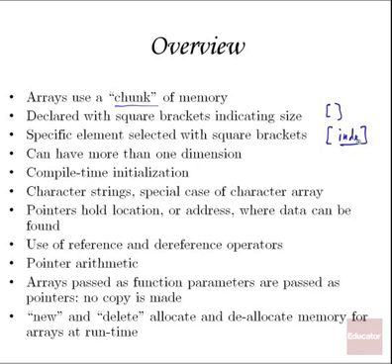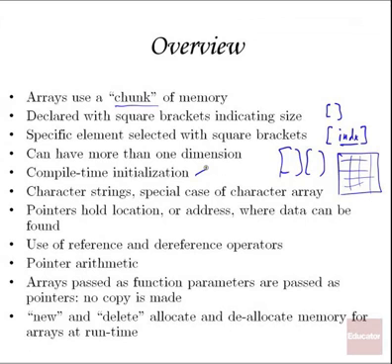And they can be multi-dimensional. You can have your grid where you've got 2 square brackets, which indicates a 2-dimensional array. Or you can have a 3-dimensional array, you put 3 sets of square brackets in there, as many as you need. You can initialize them at compile time or at runtime.